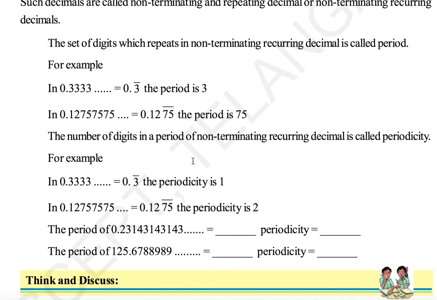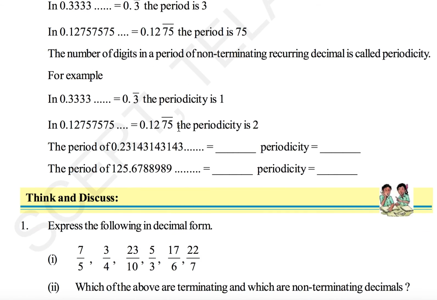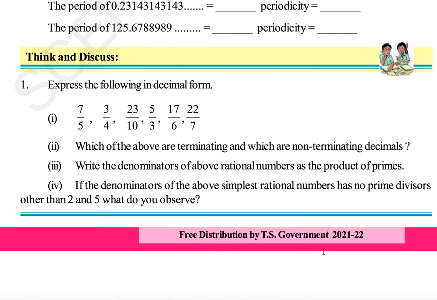And the number of digits in the period of non-terminating recurring decimals is called periodicity. Here the periodicity is 1, only one digit is recurring. Here two digits are recurring, periodicity is 2. Here how many digits are recurring? 3 digits are recurring, periodicity is 3. Okay, what is the period then? 143. Here what is the period? 89. Periodicity 2.